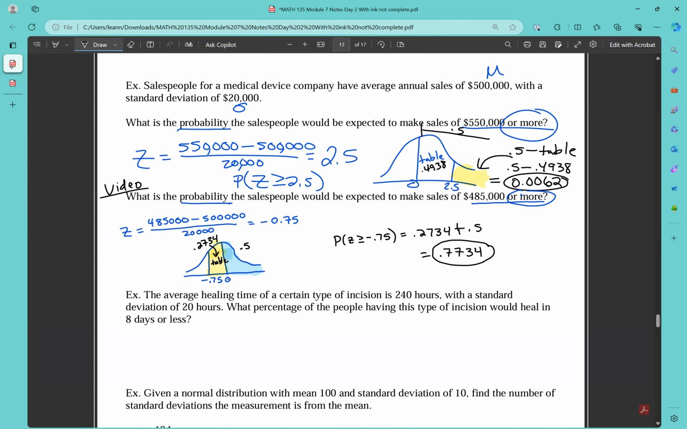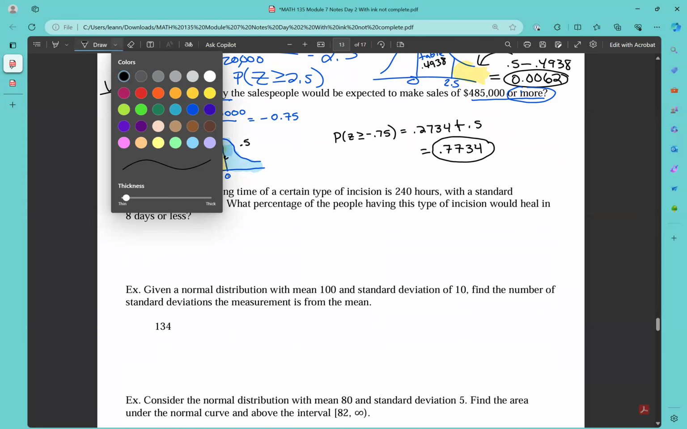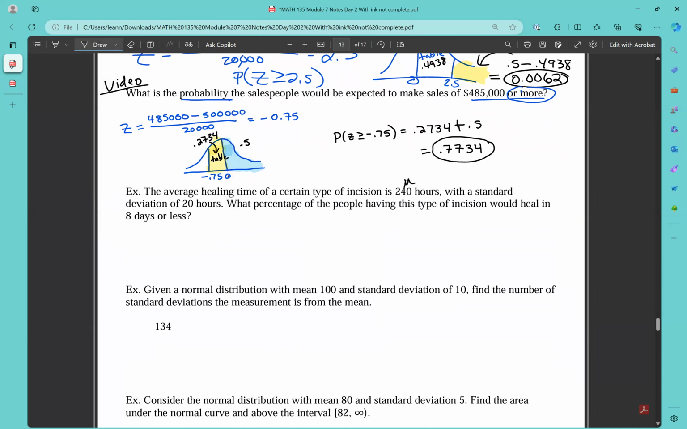It says the average healing time of a certain type of incision is 240 hours. So that's our mean because they said it was our average. So I like to label those things with a standard deviation of 20 hours. Okay. What percentage? So this time we have to be careful. They're asking for percentage. That does need to be noted that that's slightly different than probability or area.